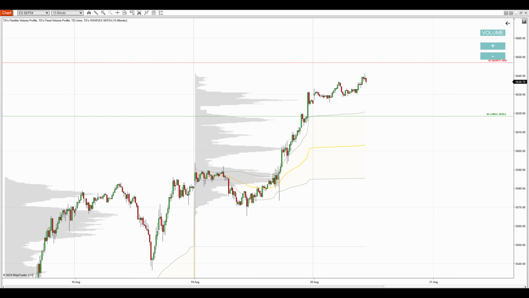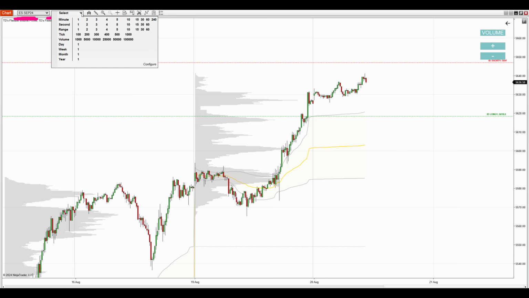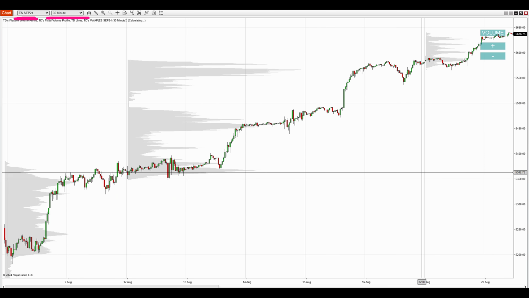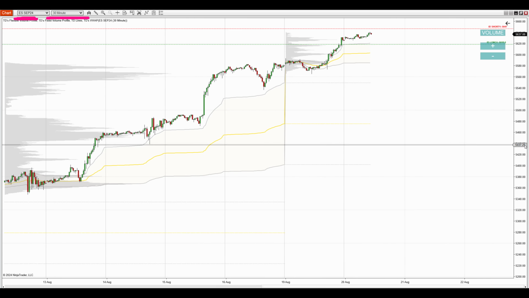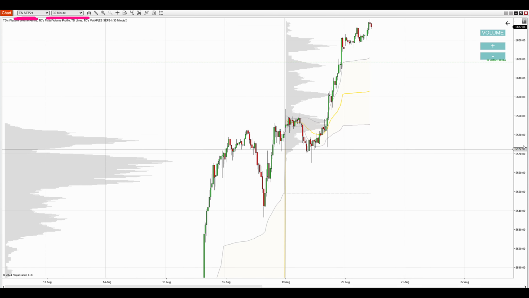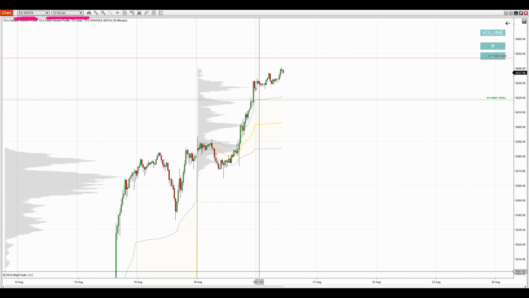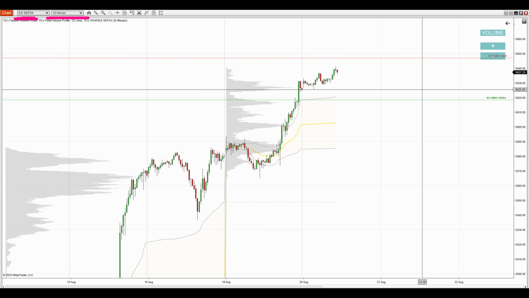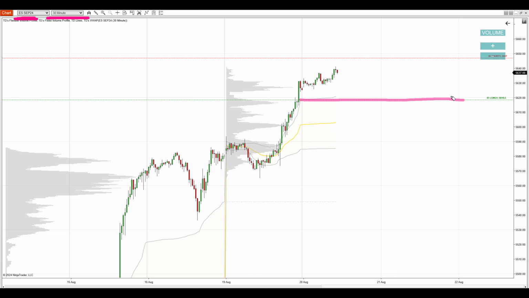Today I'd like to talk about the ES, which is futures for the Standard and Poor's Index 500. This is the ES 15-minute chart. Let me actually go to the 30-minute chart, which is my favorite chart for day trading analysis. So this is the 30-minute chart here, and I want to talk about a level which formed here quite recently.